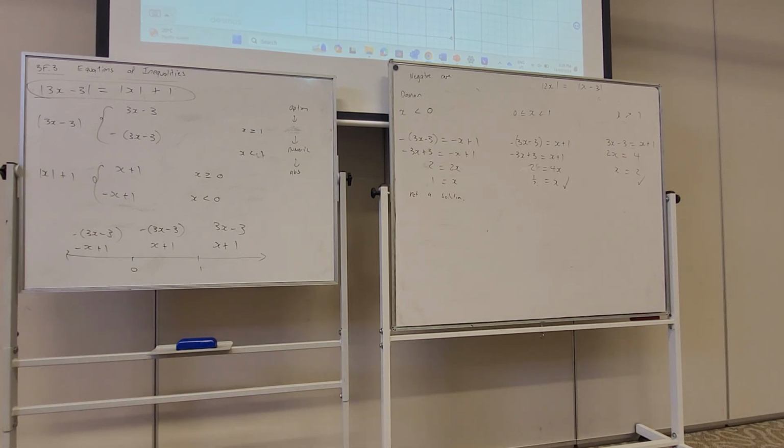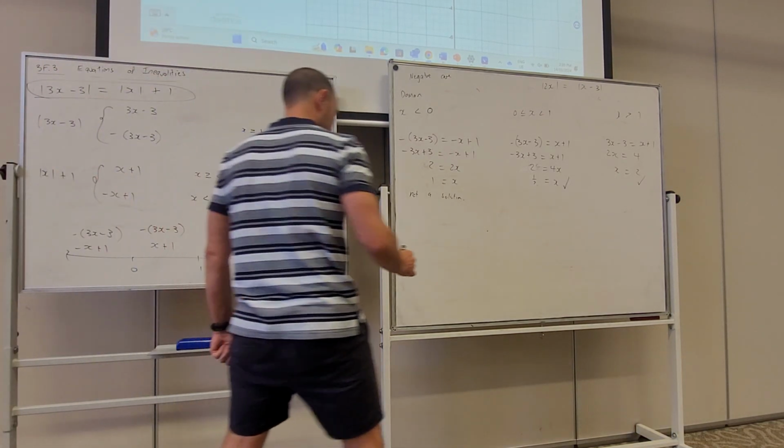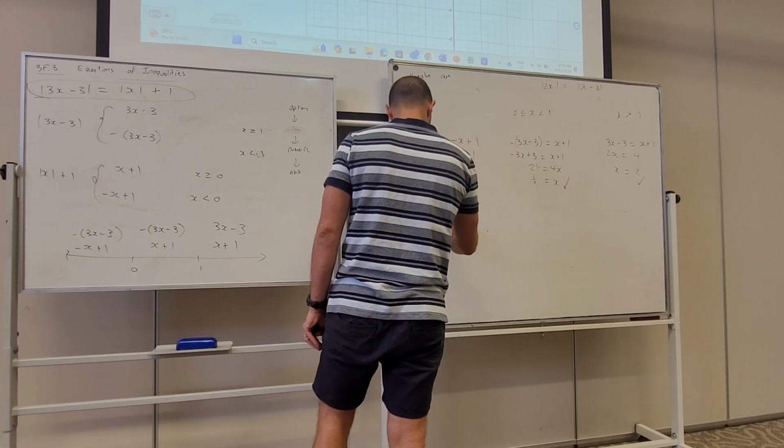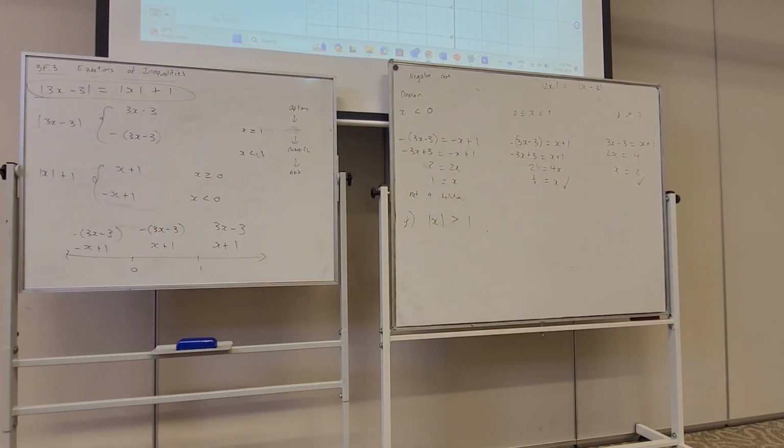So for the remainder of the problems, we've got F. Find x such that the modulus of x is greater than 1. Okay, so here we have an inequality. Now what I'm going to do is sketch the function of the modulus of x. I've sketched the left-hand side, and I'm going to sketch the right-hand side as well.